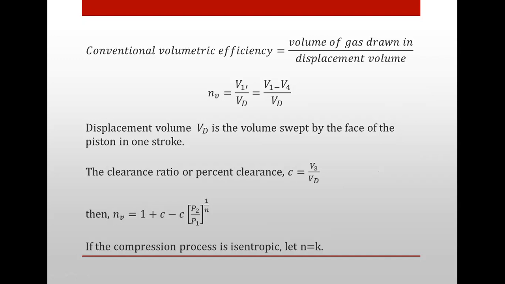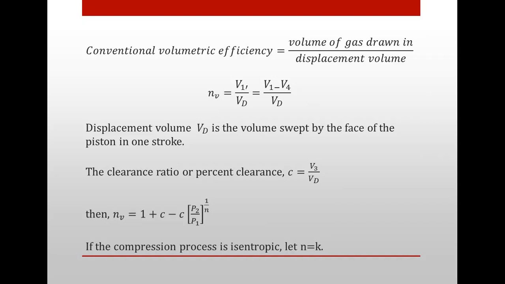The volume of gas drawn in, or V sub 1 prime, is obtained by subtracting volume 4 from volume 1. So volume 1 minus volume 4 is the volume of gas drawn in, over the displacement volume. The displacement volume is the volume swept by the face of the piston in one stroke. The clearance ratio or percent clearance C can also be obtained by dividing volume 3 by the displacement volume.